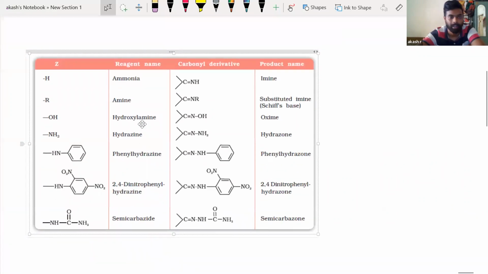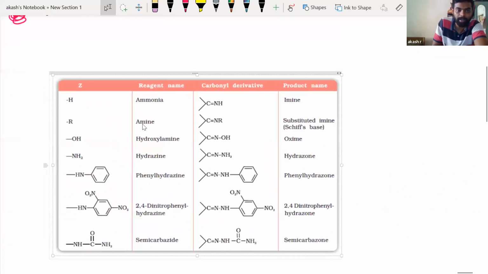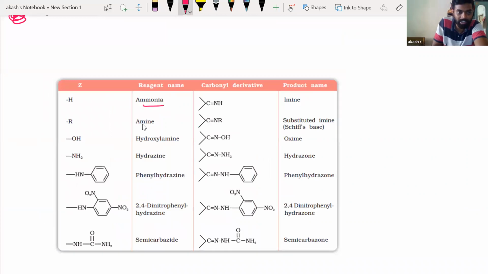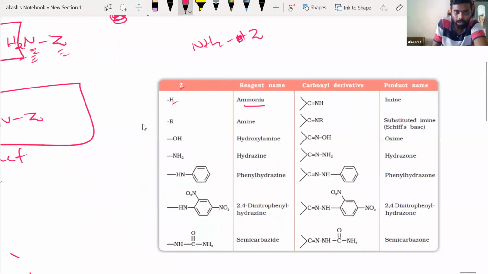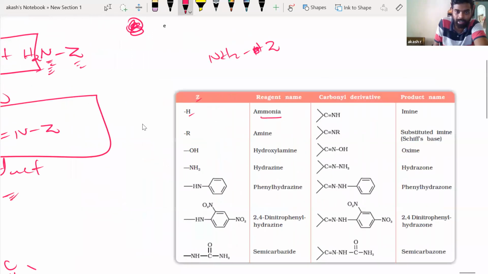Now, people, if you check the first one, we're adding just ammonia. That means what? I told you NH2Z. Now they're telling that the Z is H itself. That is ammonia. This thing is very simple, people. What are you going to do? You are just going to remove a water molecule and get the answer.